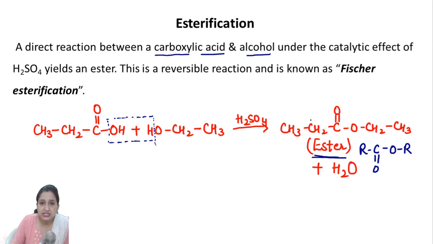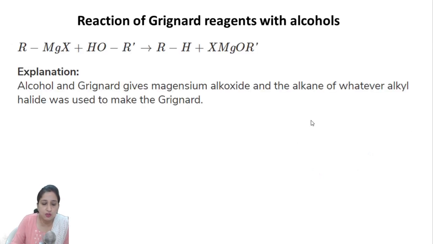The next reaction involving the cleavage of the OH bond is the reaction of Grignard reagents with alcohol. In this type of reaction we get alkanes as the main product. Alkanes are formed. So alcohols and Grignard reagents give magnesium alkoxide.